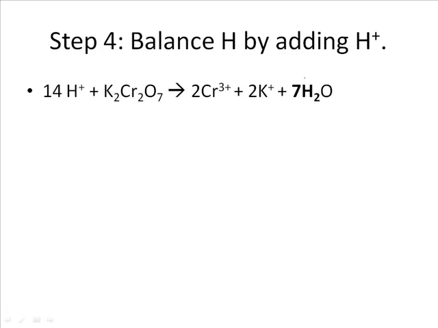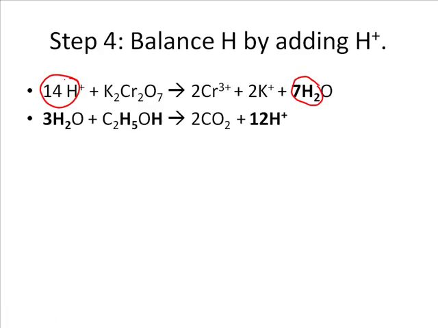Step 4 is to balance out the H by adding H pluses. Well, in this case I have 14 H's on this side, so therefore I'm going to add 14 H pluses. And on this side I've got 6 H's there, another 6 there, so therefore I'm going to add 12 H pluses on the other side to balance it out.